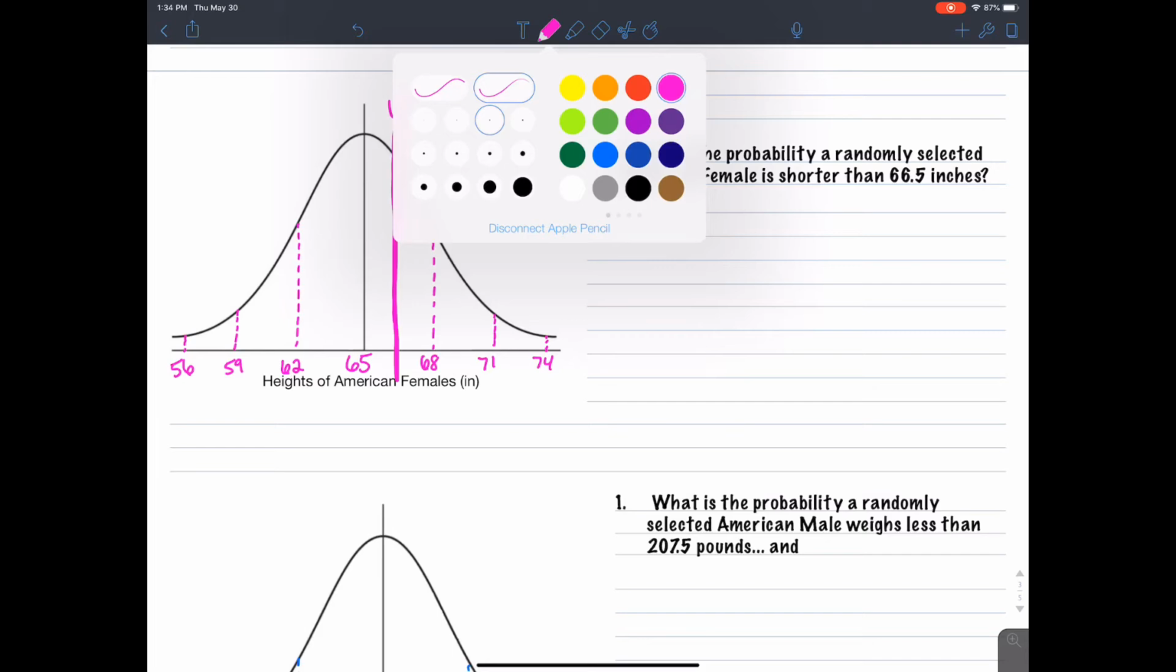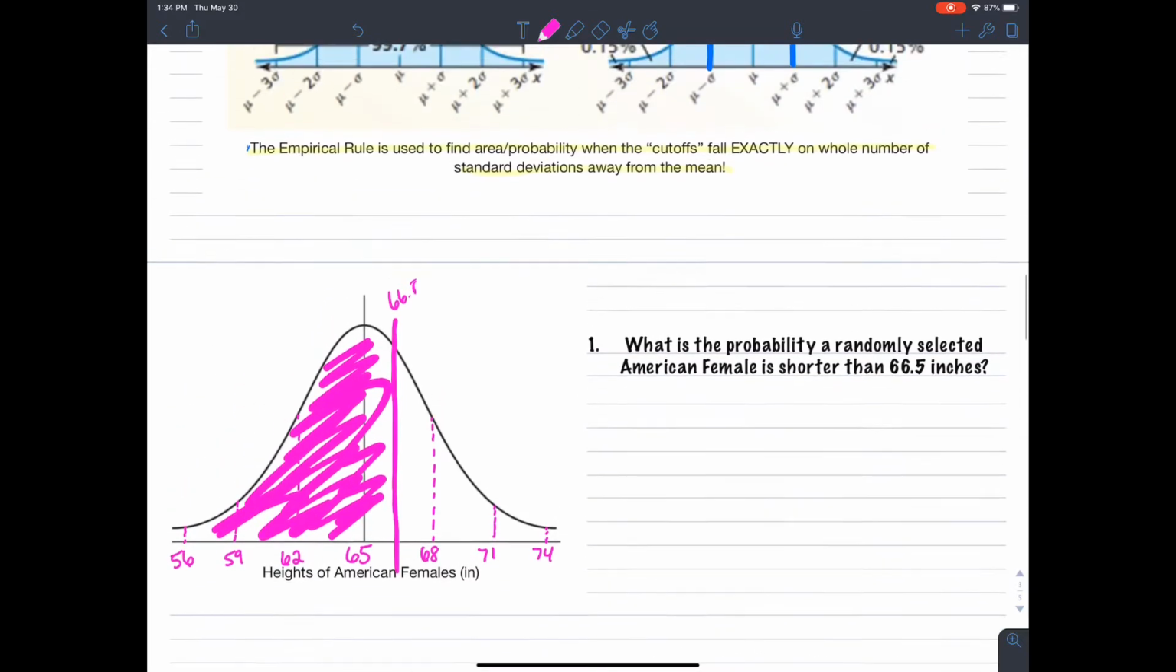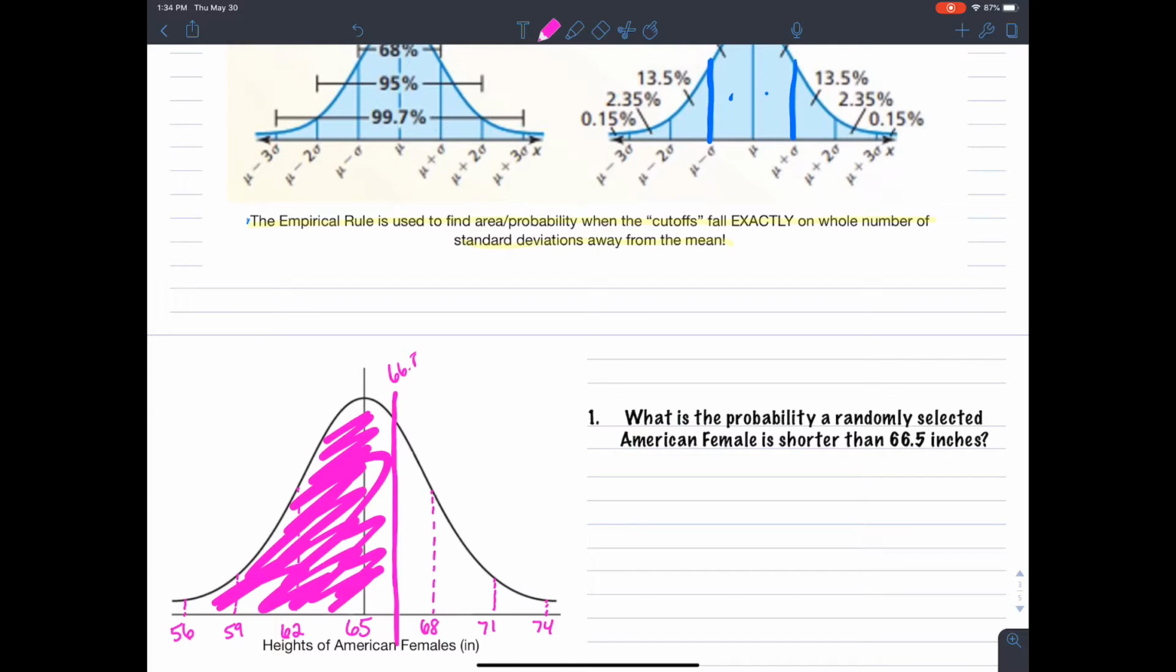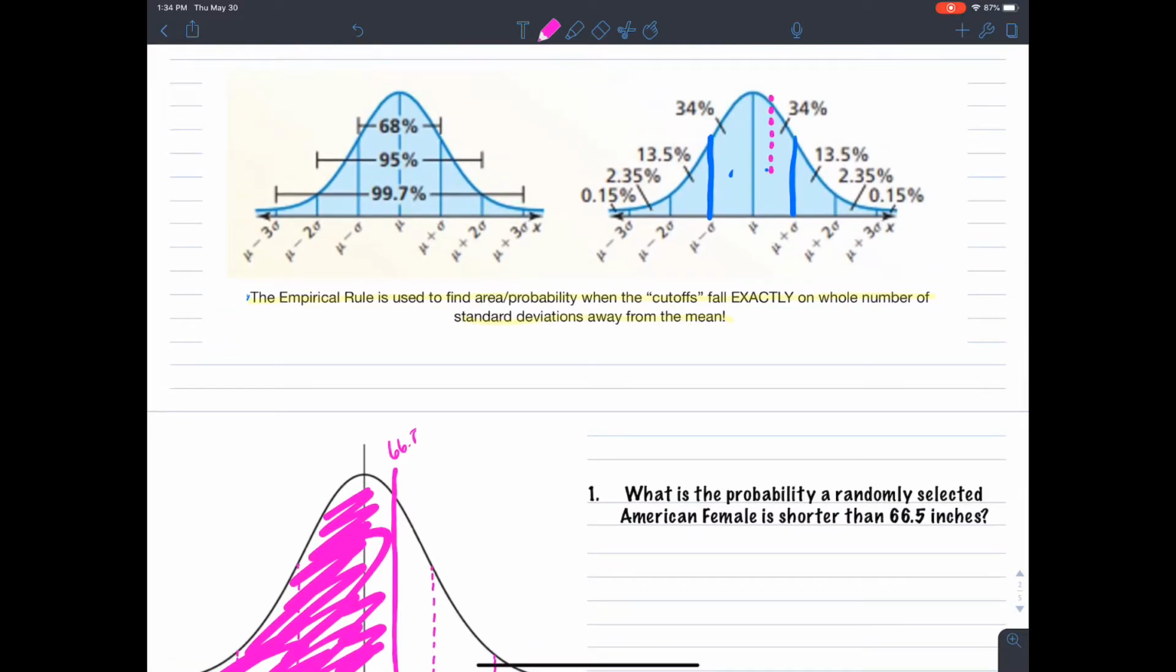And I would want all the heights that are below that, so I'd shade in all of this stuff here. But again, a problem with that is if I go to my reference, it doesn't tell me any percentages that are in between standard deviations, right? It doesn't tell me how much that would be if I move the border.